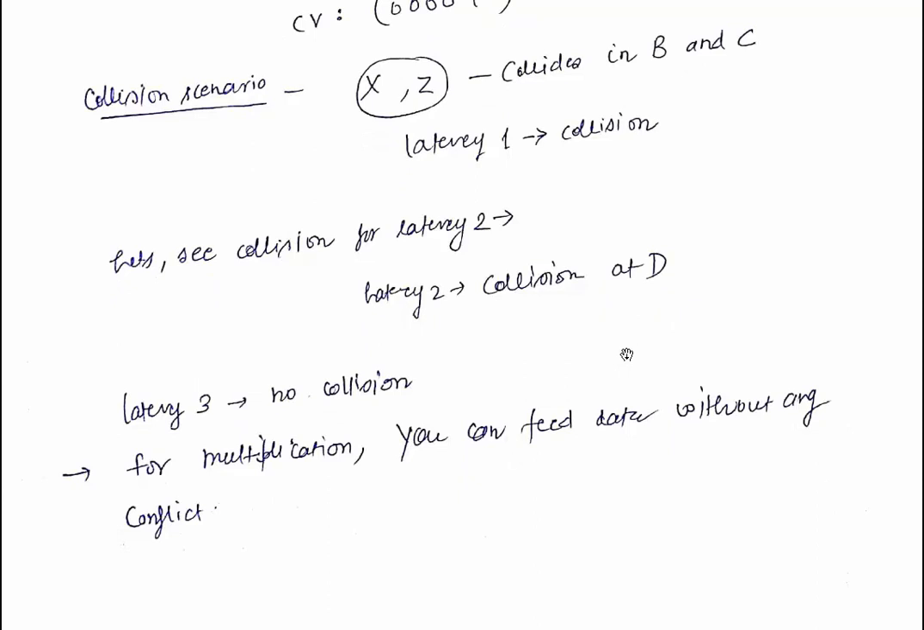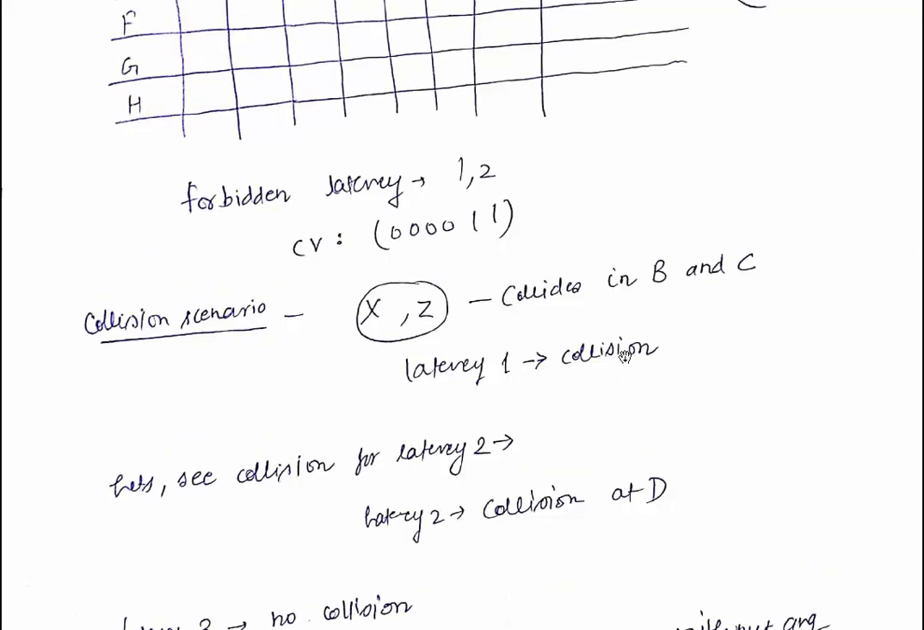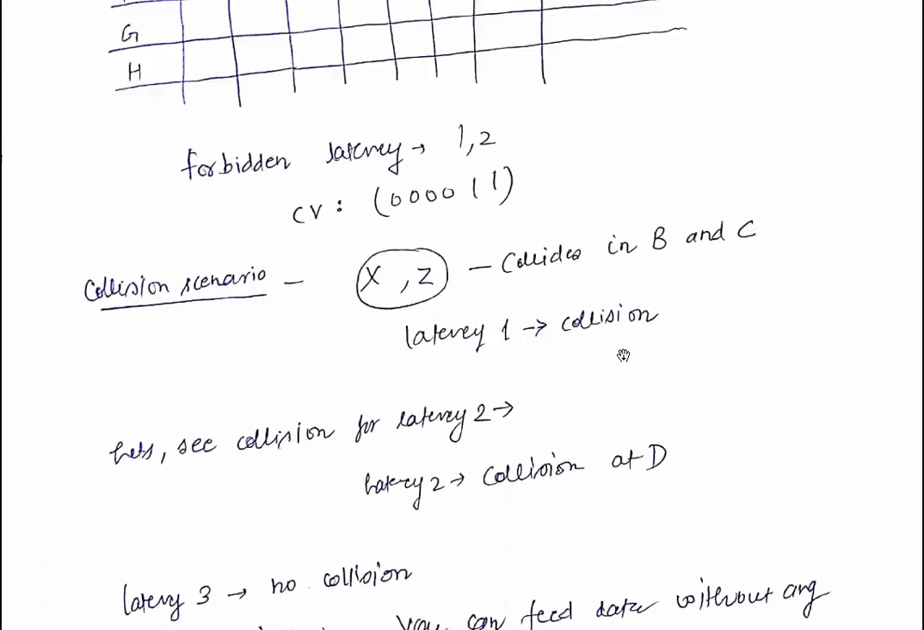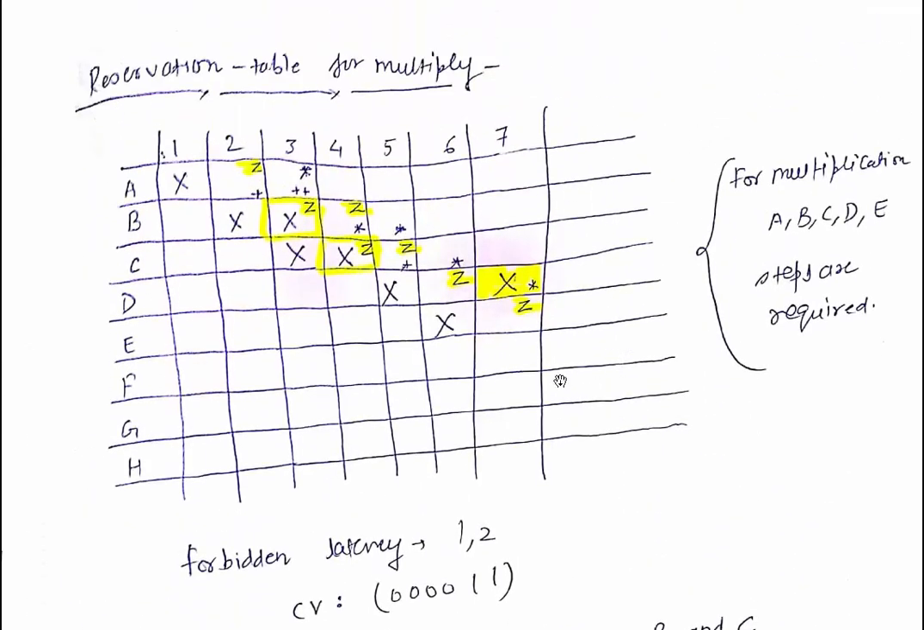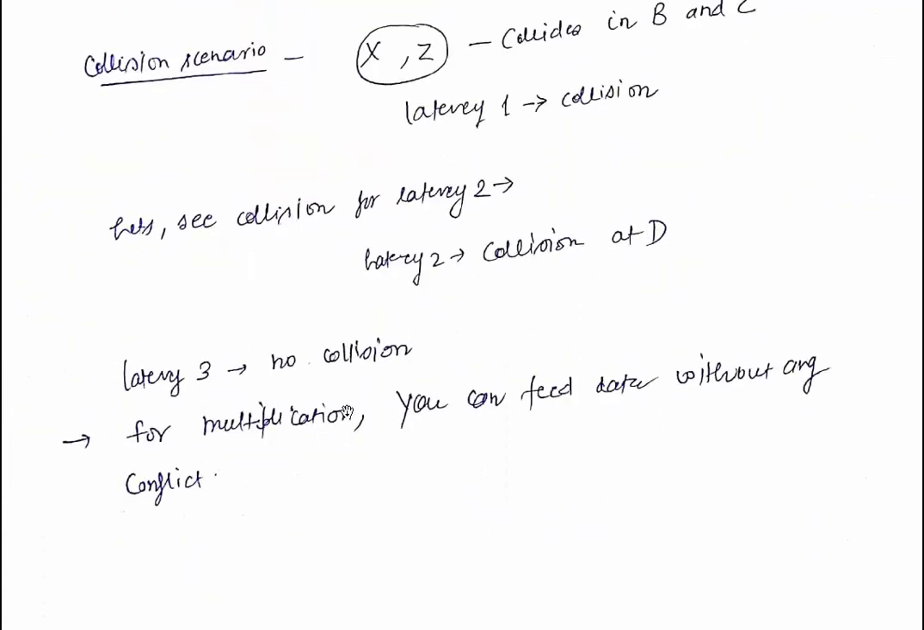For multiplication, you can feed data without any conflict. This is your reservation table for multiply, and latency 3 would cause no collision, so you can feed the data without any conflict. Please note this point: for latency 1 you have a collision, for latency 2 you have a collision. So ultimately latency 3 would be your sequence where you have no collision. You can feed data without any conflict.